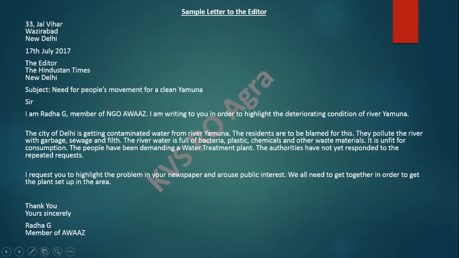Then the subject is written here, then the introduction is given and what the problem is. Here you can see, in the second paragraph, the problems and causes are given. Then here is the conclusion. In conclusion, the person writes, "I request you to highlight the problem in your newspaper and arouse public interest or public response. We all need to get together in order to get the plant set up in the area." This is the conclusion, or the suggestion of what the person wants the editor to do.